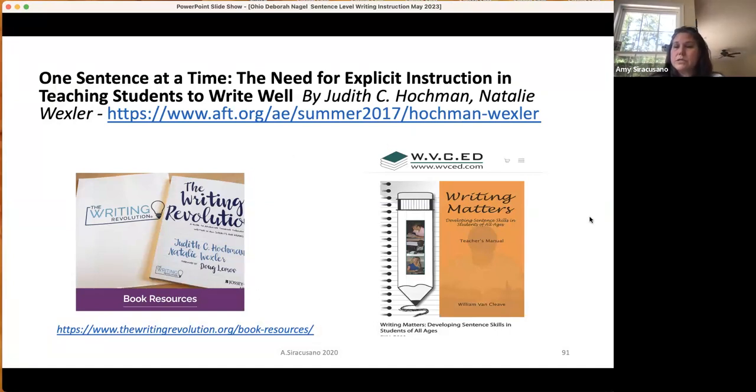And then the Writing Revolution, somebody mentioned that earlier. They have lots of free things on their site with free sentences for combining and expansion. Some of it's for older kids, but you could definitely take a look at that for resources that are free. And then, like I said, William's book, his website's right here. His brother and sister-in-law are still running that. So it's available on his site, wvce.com.